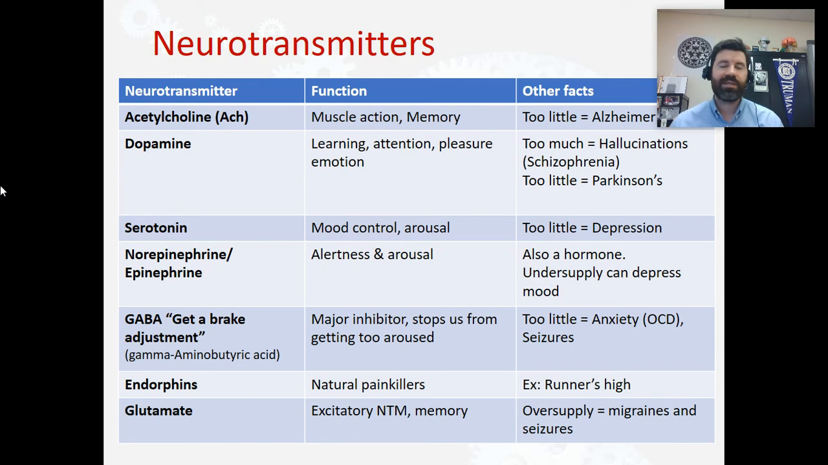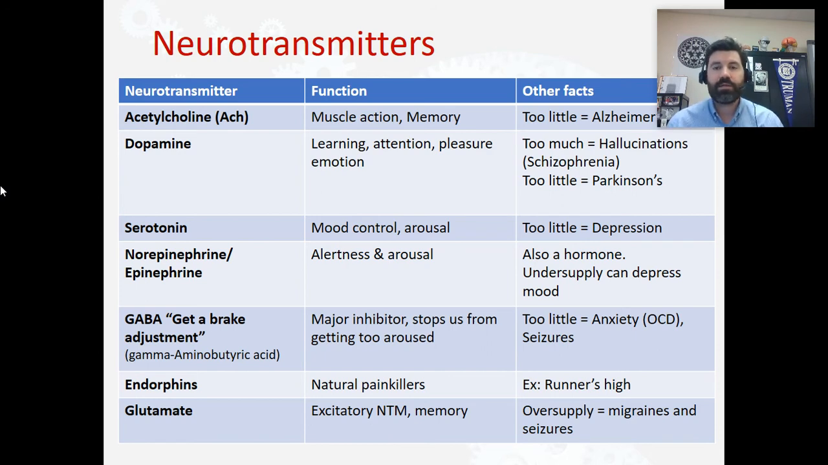Norepinephrine and epinephrine: for the sake of this class, you do not need to know the difference between those two terms. They are structurally different. If you look at the chemical makeup of them, they're different. But for this class, you will see them being used interchangeably. So norepinephrine, epinephrine, what does it do? It puts our body into high alert. They are what we call excitatory neurotransmitters, and it puts the body into a heightened state of arousal.